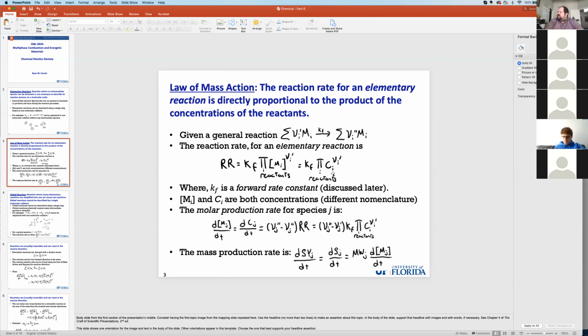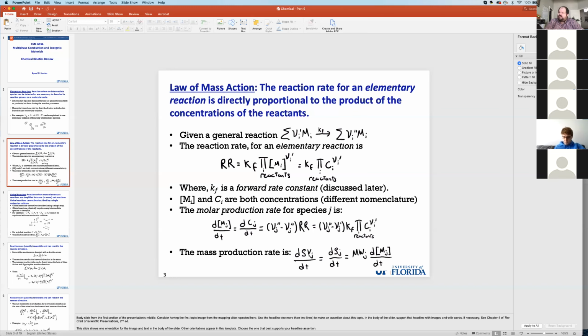These two expressions here are actually the same. It's just two different nomenclatures for the concentration. I actually like the square bracket notation best, but that sometimes gets really cumbersome to use. And so sometimes the capital C with the species name as a subscript is more convenient to use for concentration. Again, this k_f is a forward rate constant, and we will discuss that later. And M_i in square brackets and C_i are both concentrations for species I.